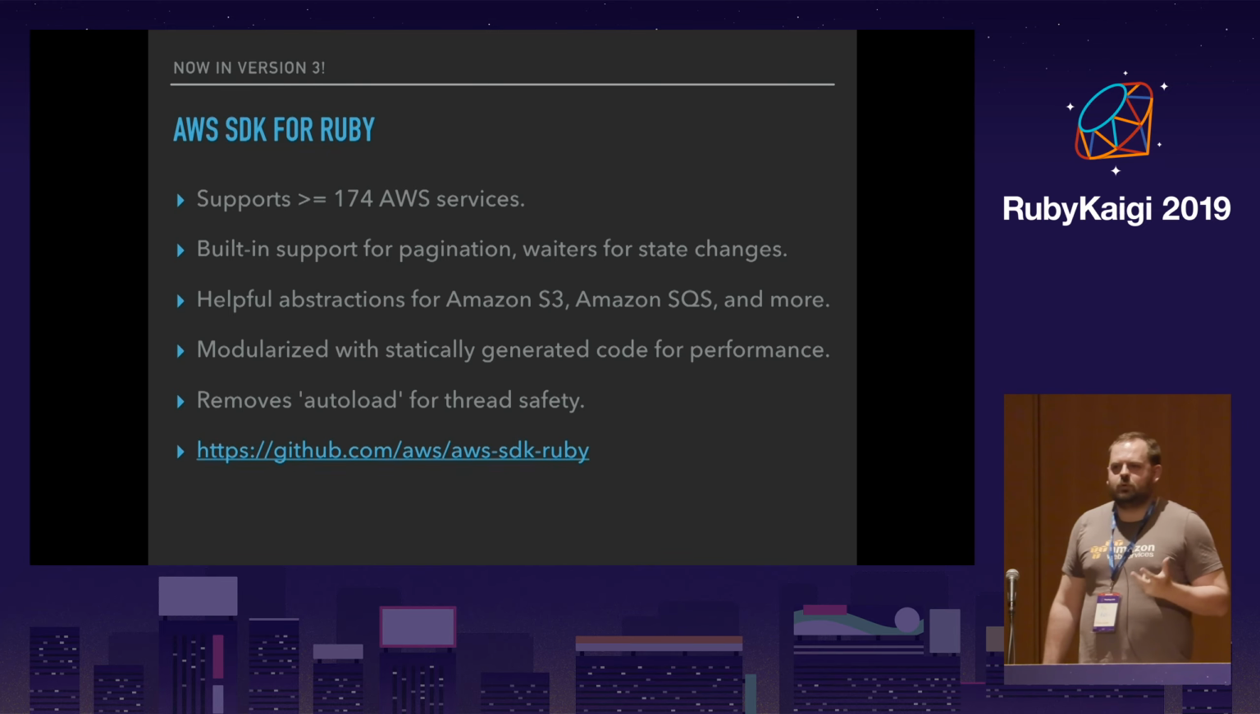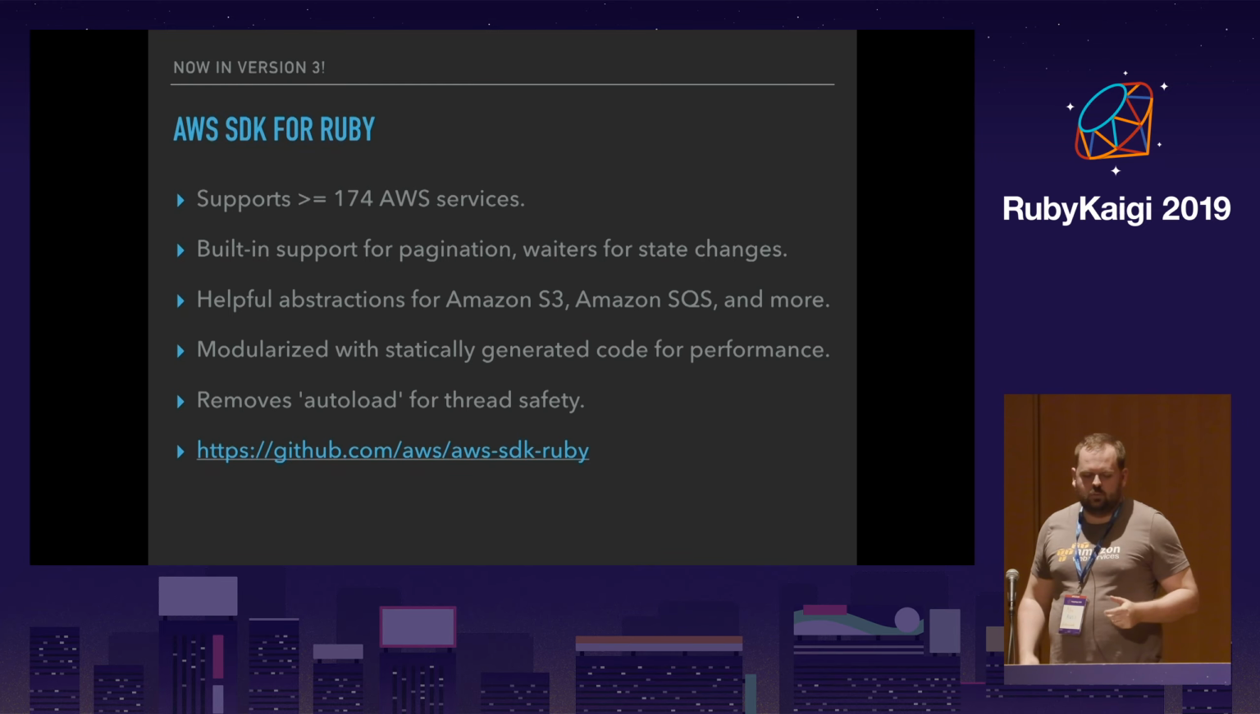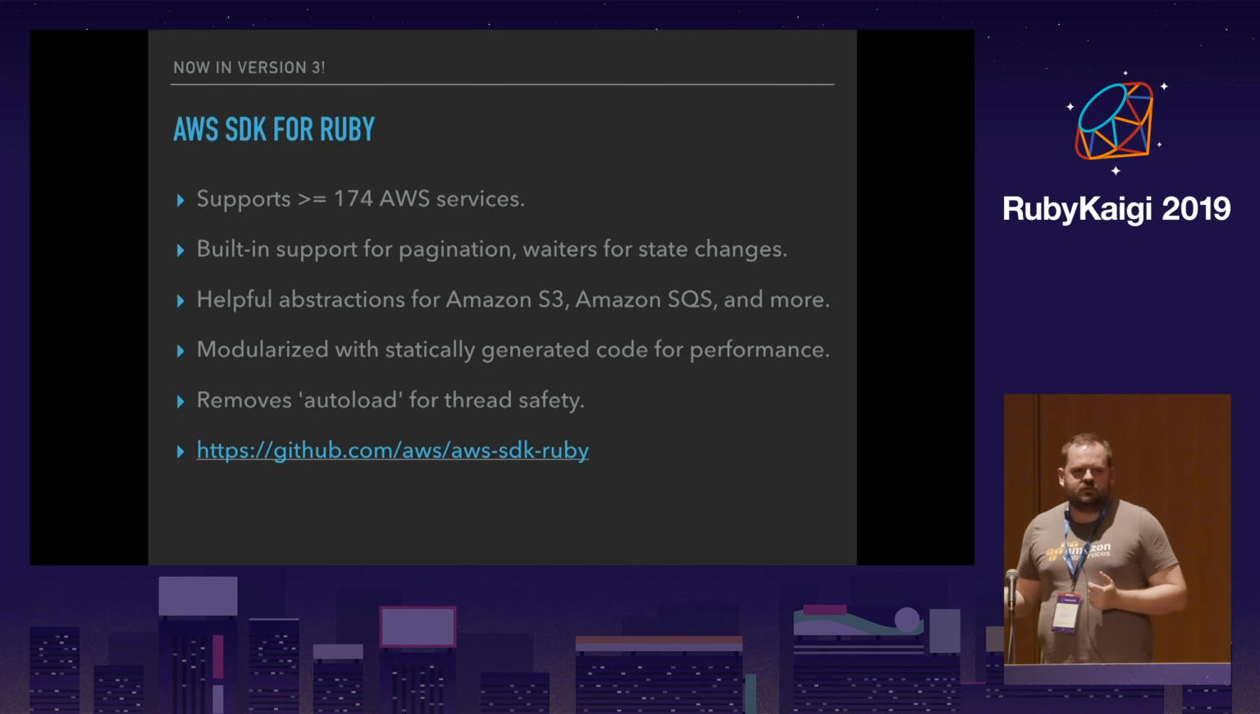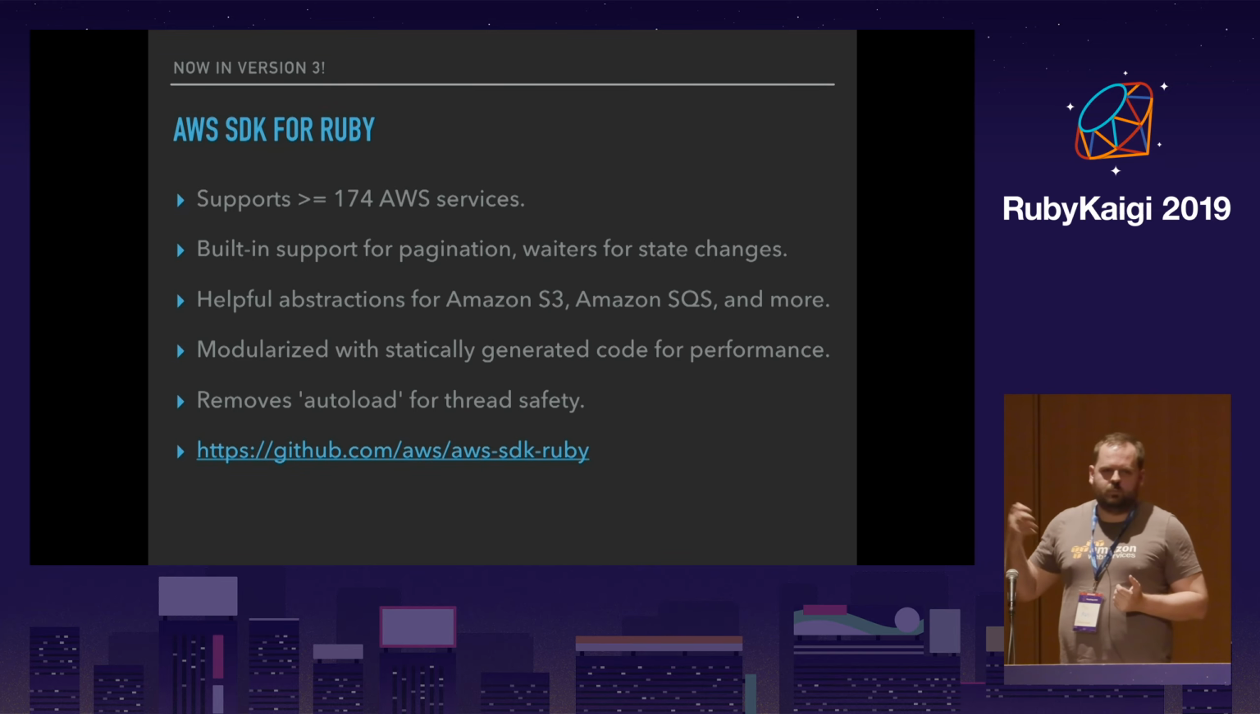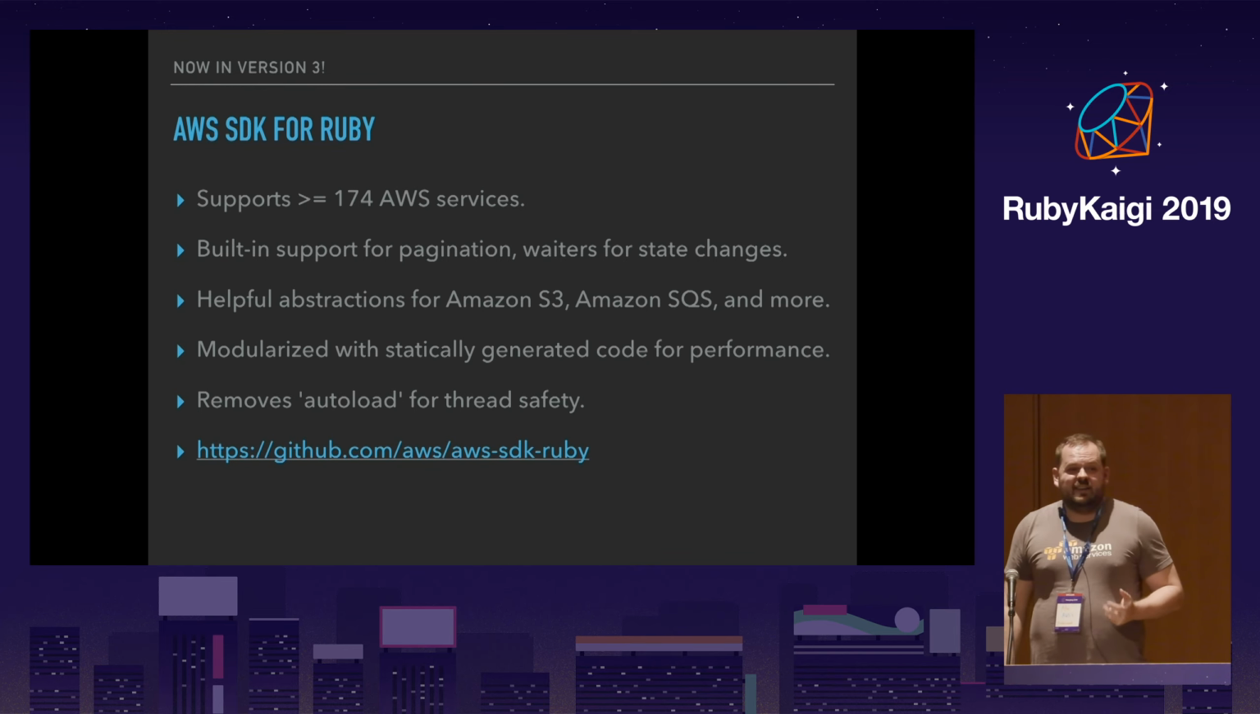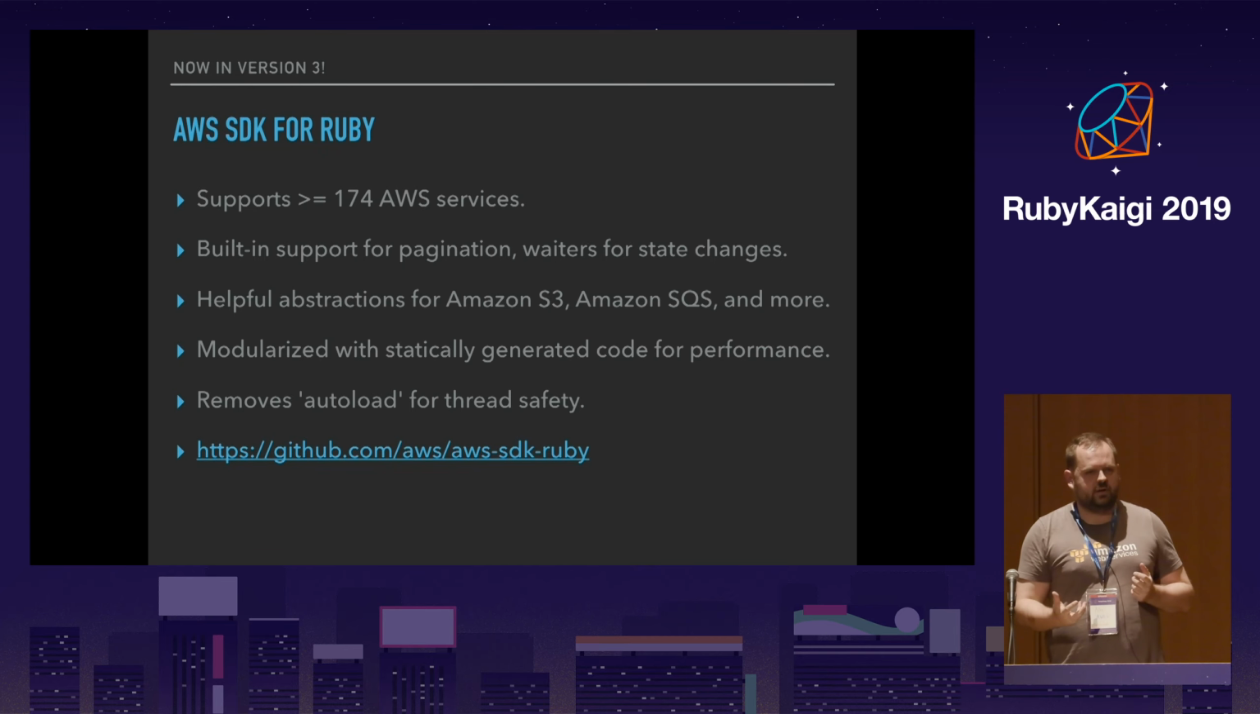It has built-in support for important things like pagination or waiters on state changes. So you launch an EC2 instance, you want to wait for it to actually come up. We have built-in tools to help do that. It has built-in helpful abstractions for Amazon S3, Amazon SQS, and more. And important to the AWS Lambda use case is the fact that the AWS SDK for Ruby is modularized. So you can include only the gems that you need for the services you actually use.